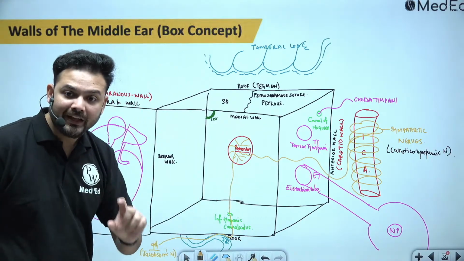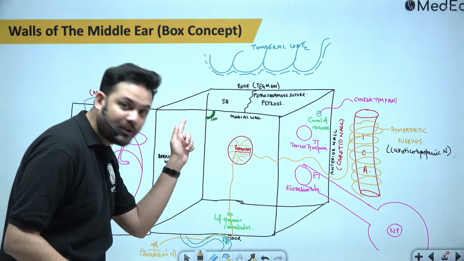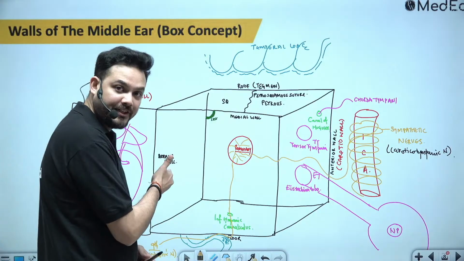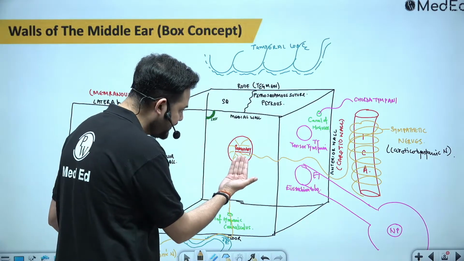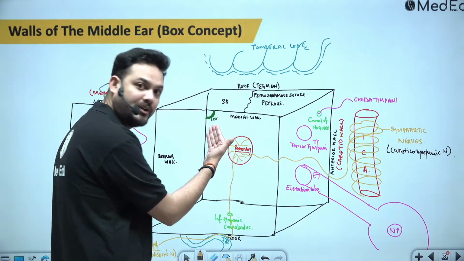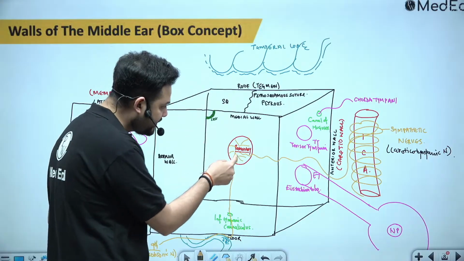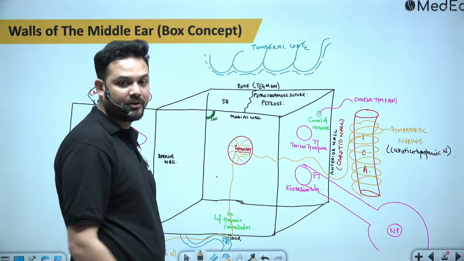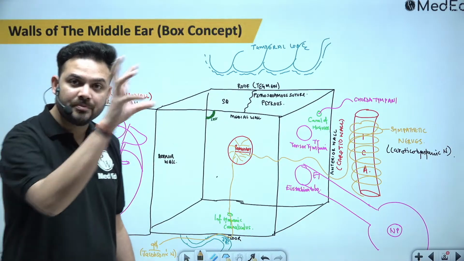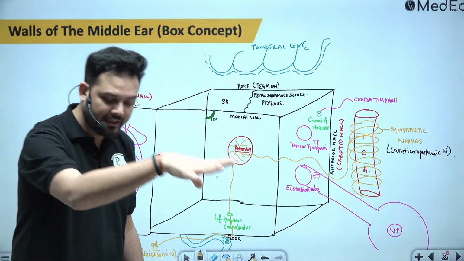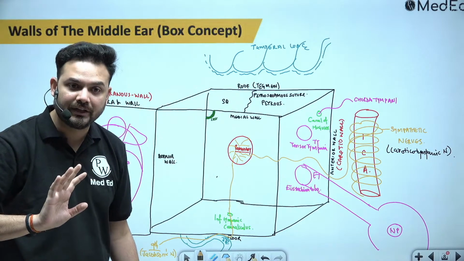One window is present posterior superior to the promontory. Posterior superior, this is posterior. So one window is present posteriorly and superiorly to the promontory, and one window is present posterior inferior to the promontory. Two windows we need to learn, right?